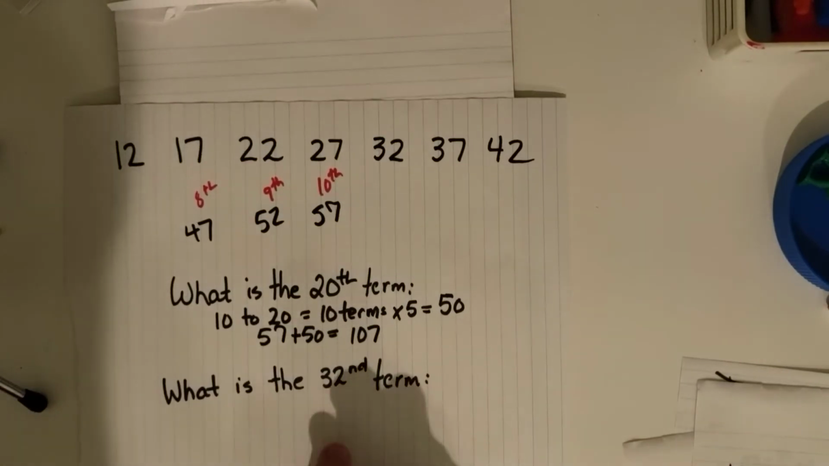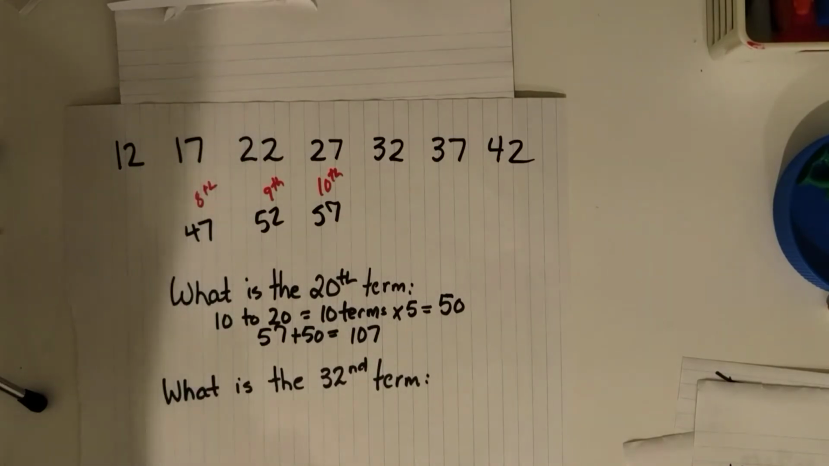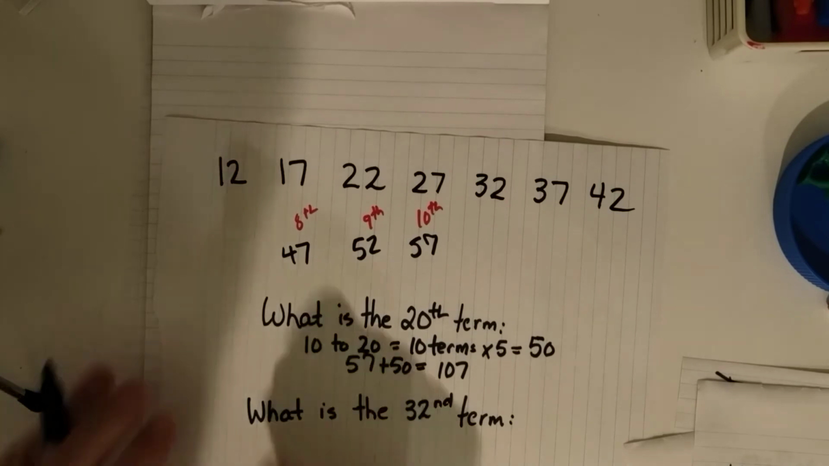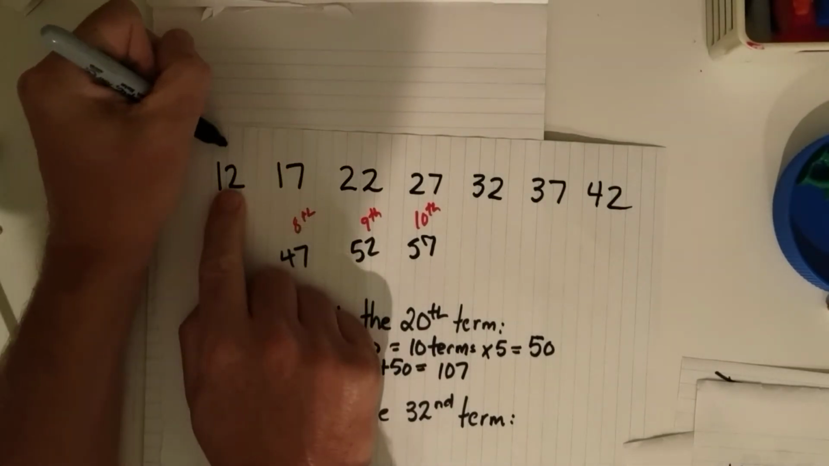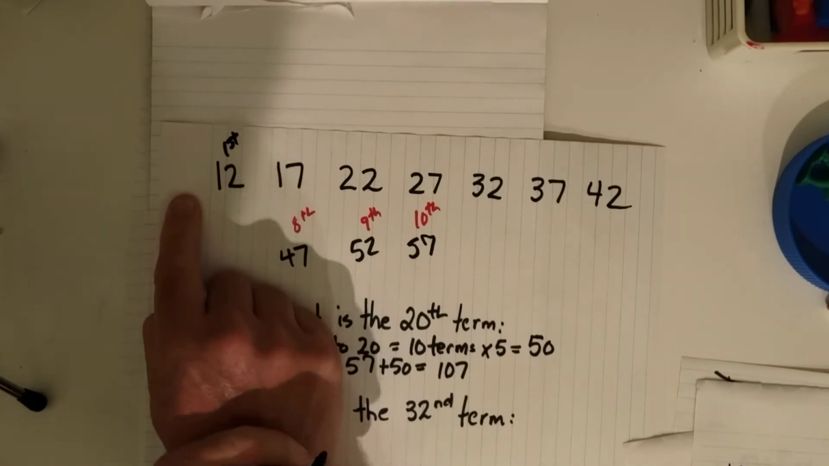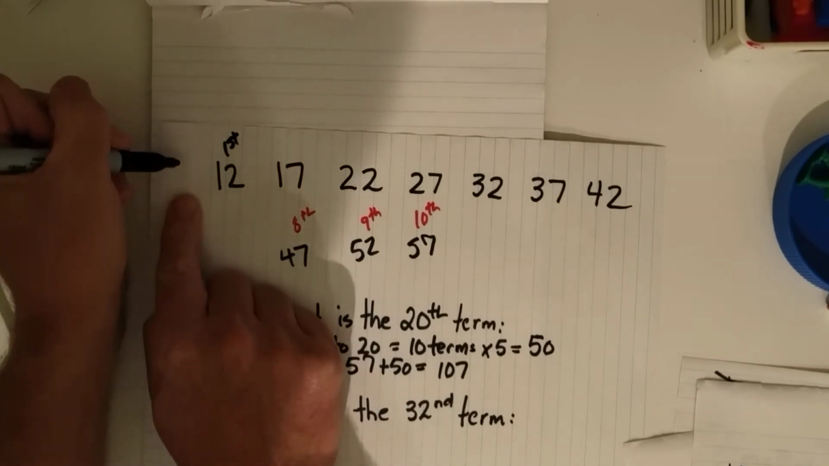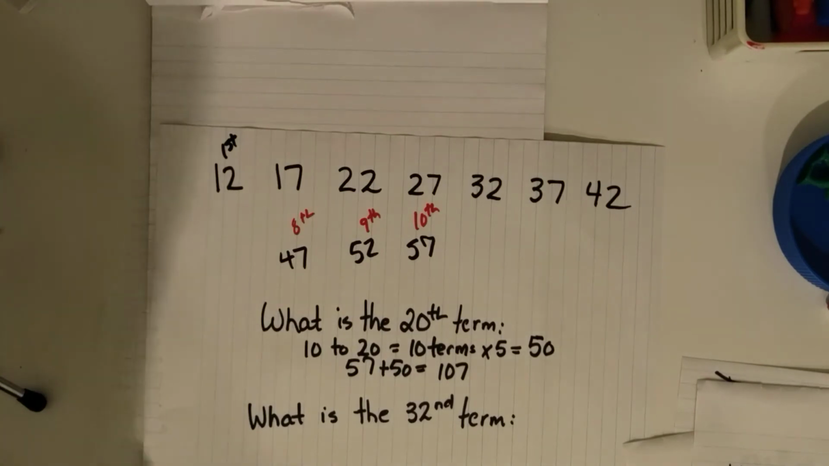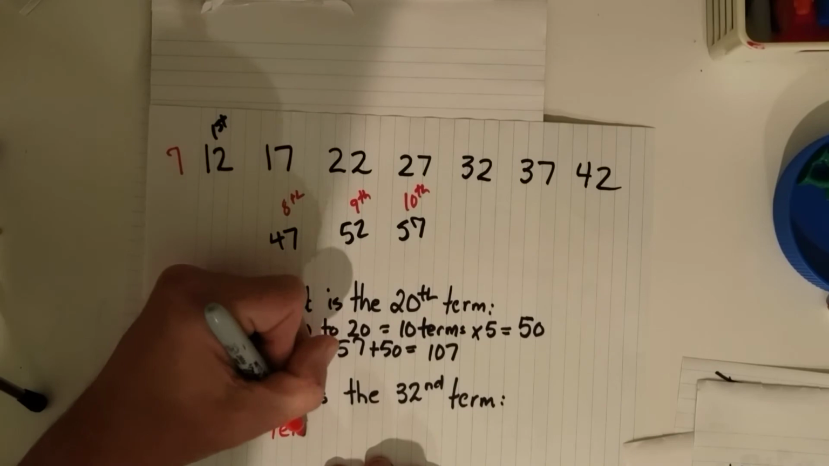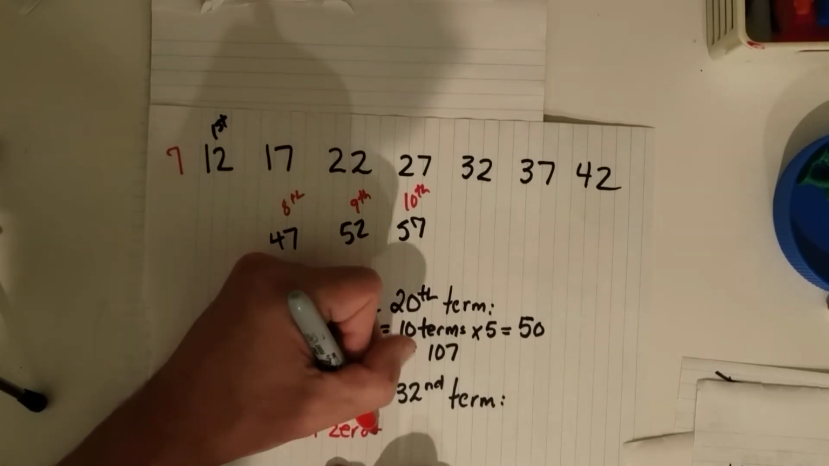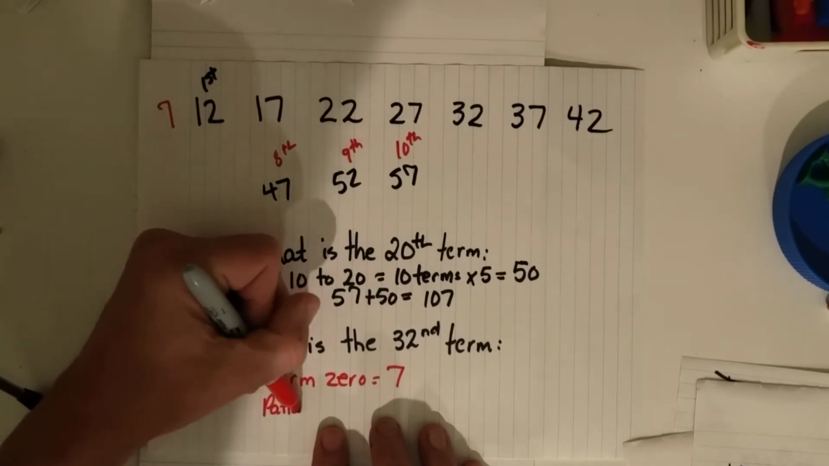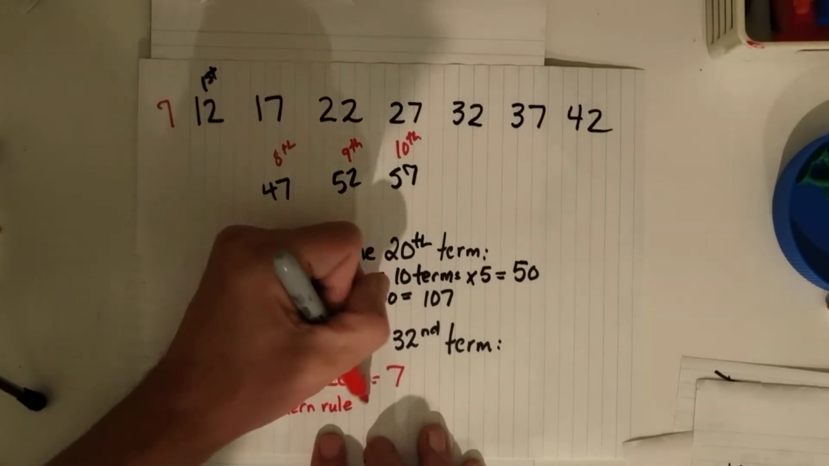A more complicated way that we discussed, which is a little bit challenging for them, is we can look at the 12 as the first term, and we could ask ourselves if there was a 0 term, what would it be? And we'd just go backwards by 5. So 12 minus 5 would give us 7. So I'm going to write the term 0 is 7. And my pattern rule is going up by 5.